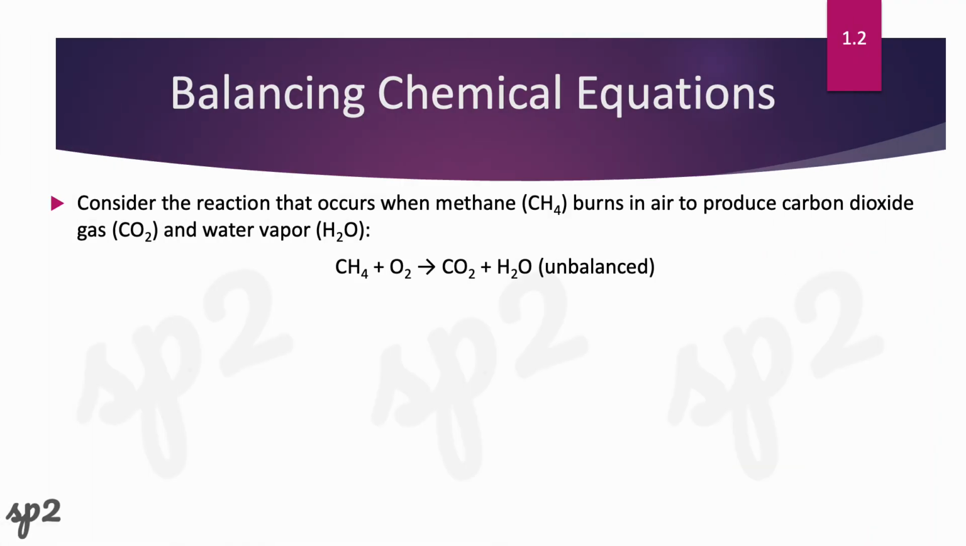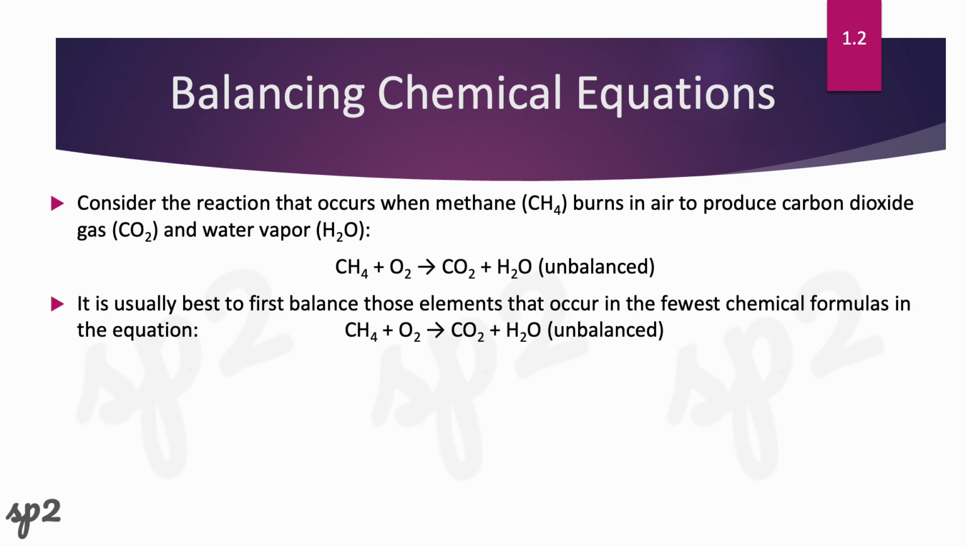Now we're going to look at how we can balance our chemical equations. I want you to think about a method of trial and error, but there are a few steps that generally help us in many cases. Looking at the same reaction from our previous slide, we have methane reacting with oxygen gas, producing carbon dioxide and water vapor. At the moment, our reaction is unbalanced.